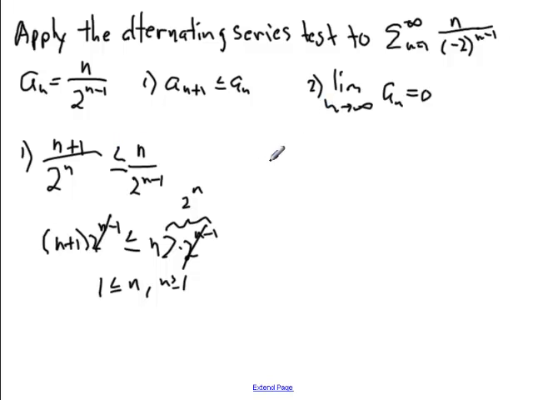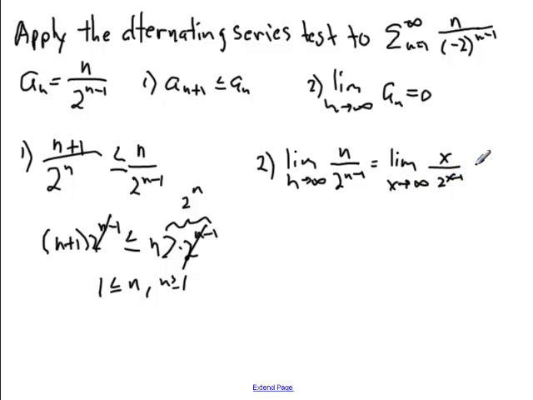All we have to do is look at 2. For 2, we have the limit as n goes to infinity of n over 2 to the n minus 1. And this is going to be infinity over infinity, so this is an indeterminate form. However, we can look at this as the limit as x goes to infinity of x over 2 to the x minus 1. Now, that's still going to be infinity over infinity, but the reason why we would do that is we can apply L'Hopital's rule to this.